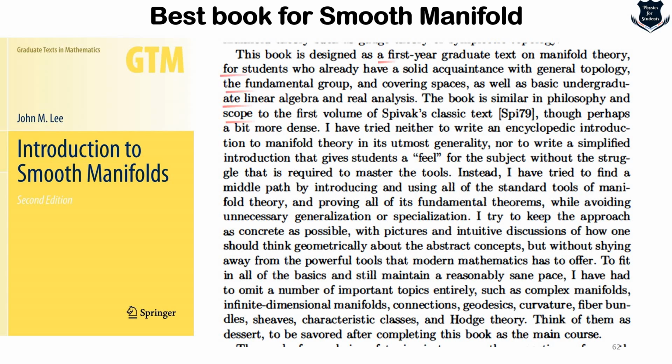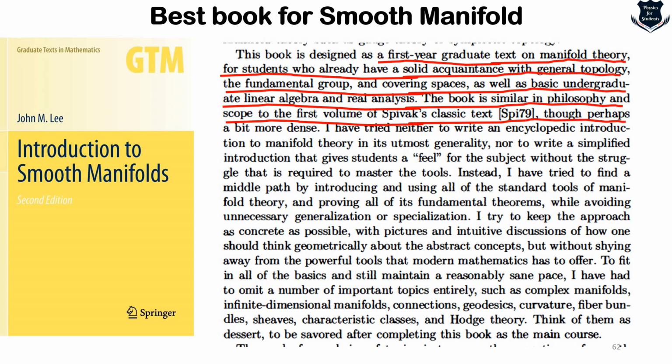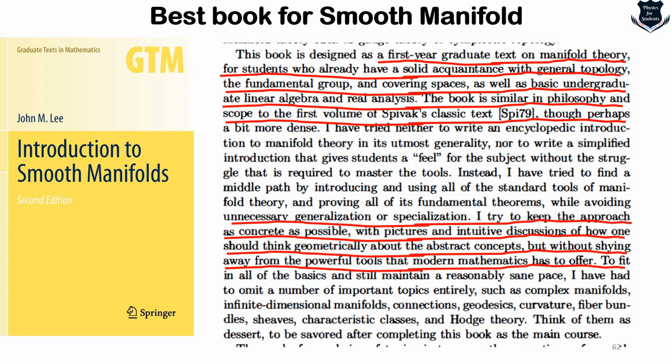The first one is that you see it has clearly written it is a book for the first graduate text on manifold theory. And it assumes that you know general topology. This is important. The earlier book doesn't assume that. So, covering spaces. The book is similar in philosophy and scope to the first volume of Spivak's classic. Here it is also written, I try to keep the approach as concrete as possible with pictures and intuitive descriptions, and discussions of how one should think geometrically, moving from abstract concepts without shying away from the powerful tools of modern mathematics.